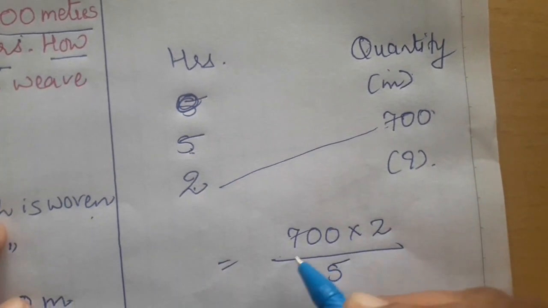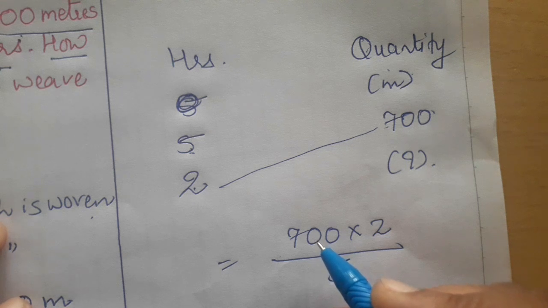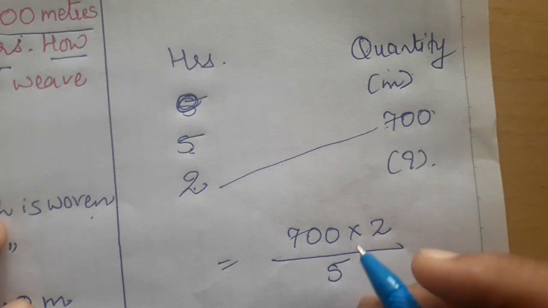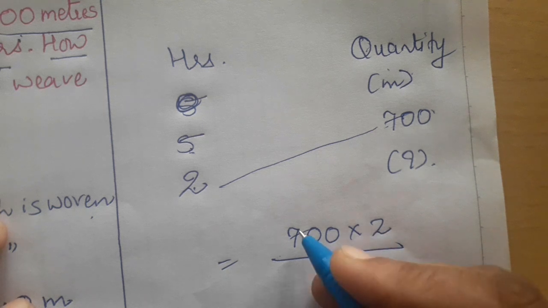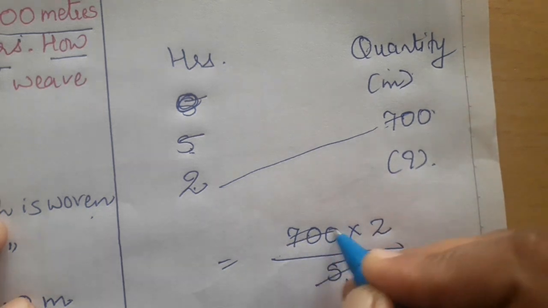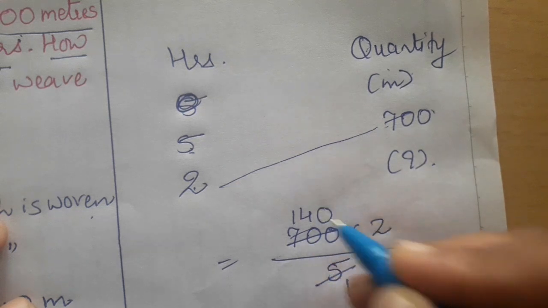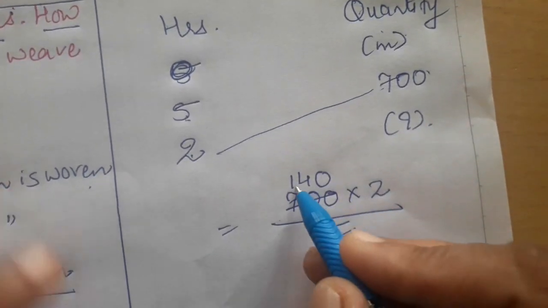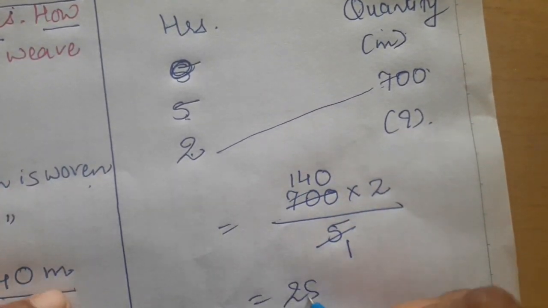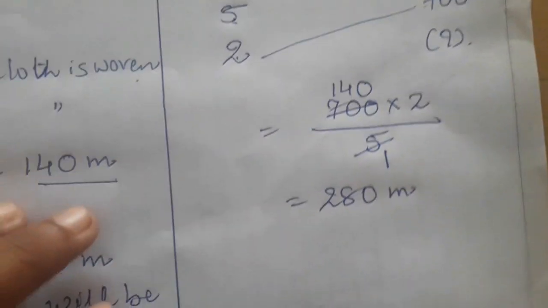Now you have to reduce the numbers. So here 5 and 700 both are divisible by 5. So I will divide by 5. 5 ones are 5 and 14 5s are 70 and one more 0 is added. Now 14 2s are 280 meters. This will be your final answer.